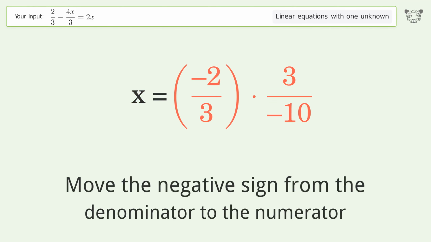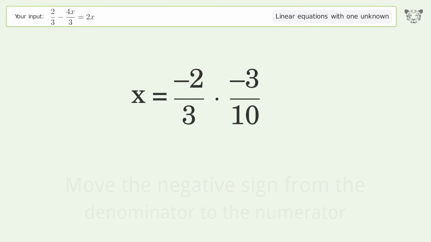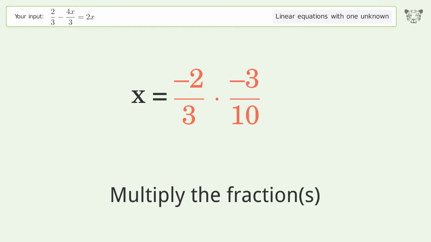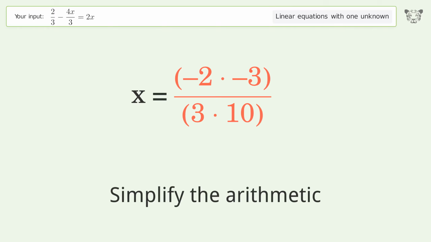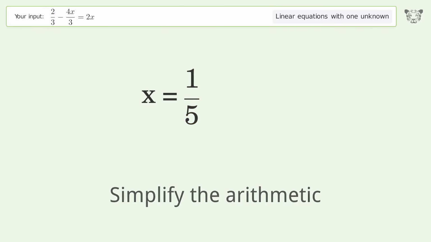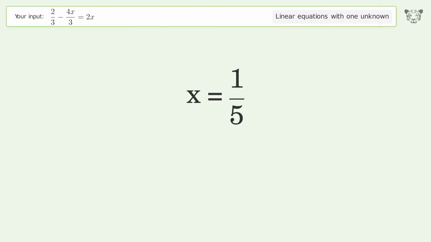Move the negative sign from the denominator to the numerator. Multiply the fractions. Simplify the arithmetic. And so the final result is x equals 1 over 5.